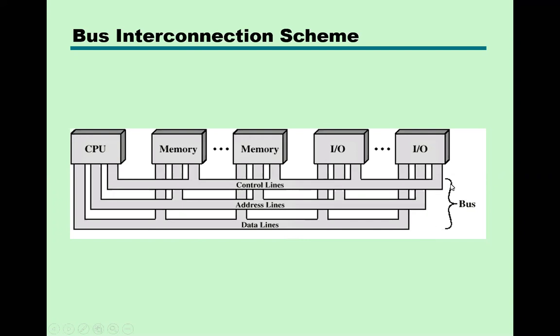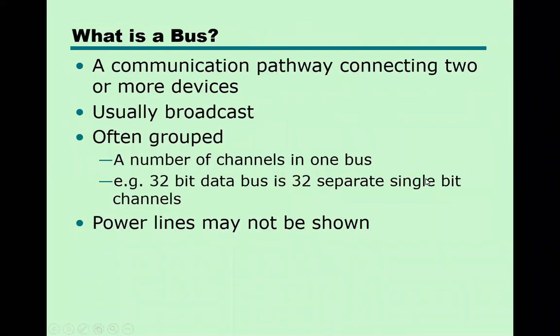So these three lines of the bus are required to carry the respective data, the respective control signal, and the respective address. And here you can observe how it is interconnected with each other.